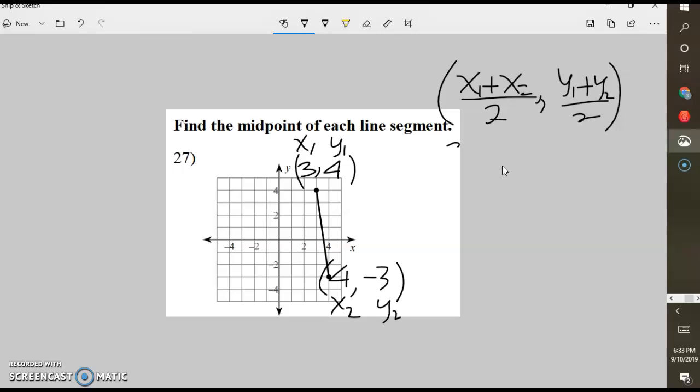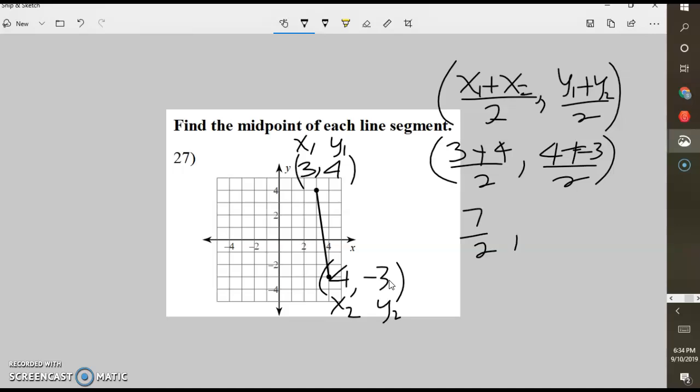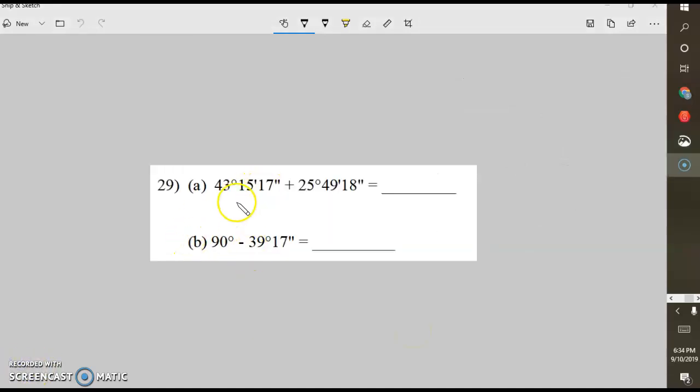So x1 is 3 plus x2 is 4 divided by 2. And y1 is 4, y2 is -3, so 4 plus -3 divided by 2. So 3 plus 4 is 7/2. And 4 plus -3 is 1, over 2. That's the answer. So it's going to be 3.5 and 0.5. Okay.